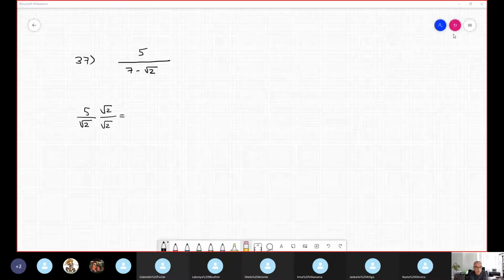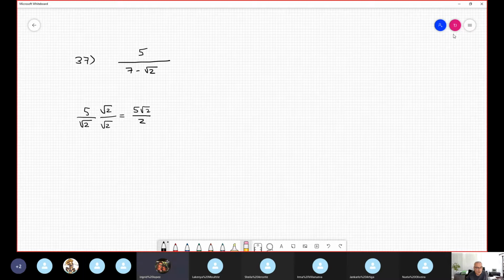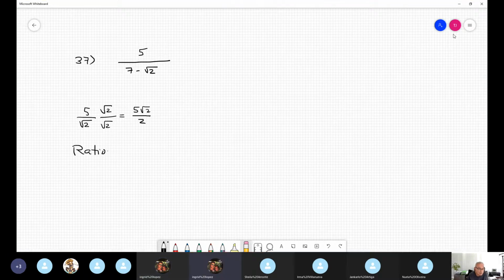Okay, when you multiply, the top part gets 5 radical 2, and the bottom part is radical 2 times radical 2, which I know gets 2, and that's it. Excuse me, Professor. Uh-huh. So what we're doing now is rationalizing. Exactly, rationalizing.